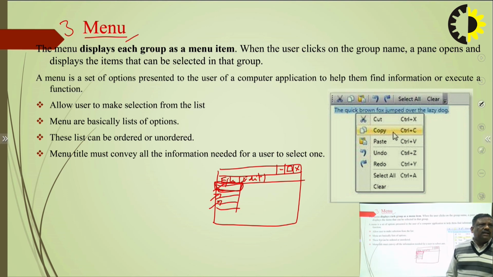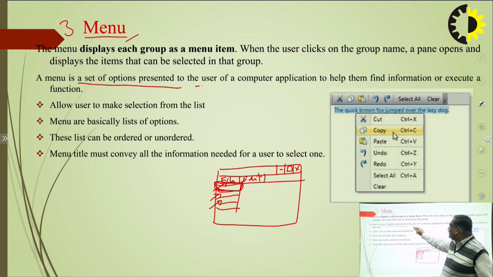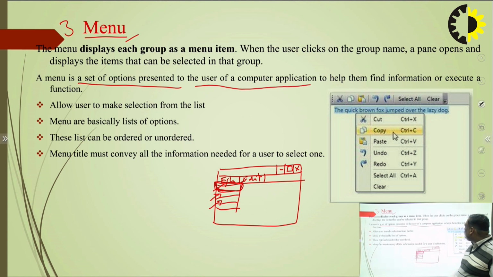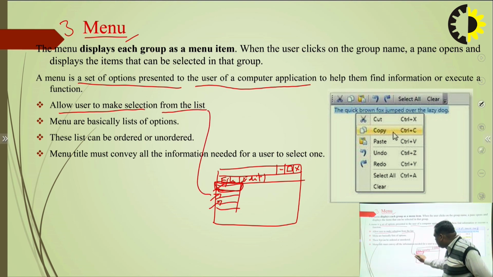A menu is a list that displays each group as a menu item. The user clicks on the group name and operates it. One by one, it is a set of options presented to the user of a computer application to help them find the information to execute a function. It allows the user to make a selection from the list. So a list is present there, and through this list the user can select one of them.